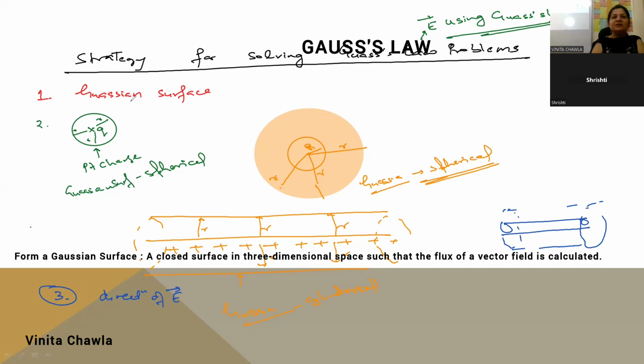Okay. So what is the first step? First step is Gaussian surface. Second is Gaussian surface depends upon the charge distribution. Okay. Third step is the direction of electric field. We find the direction of electric field. Then we measure this electric flux.